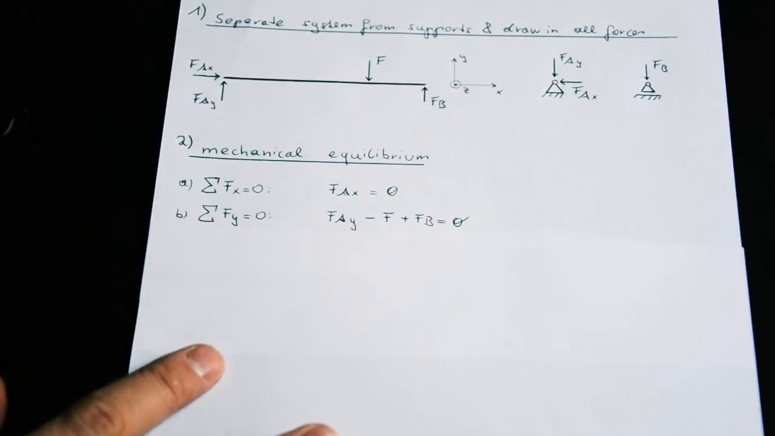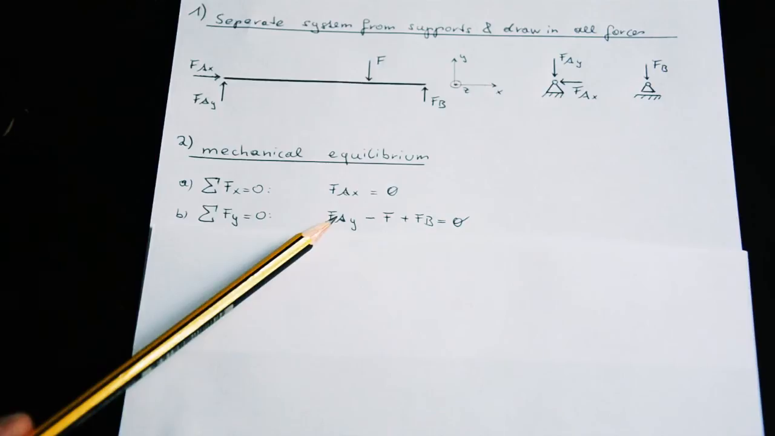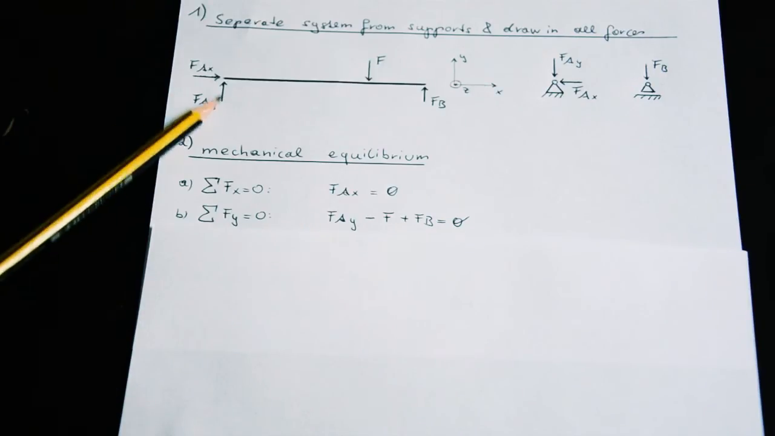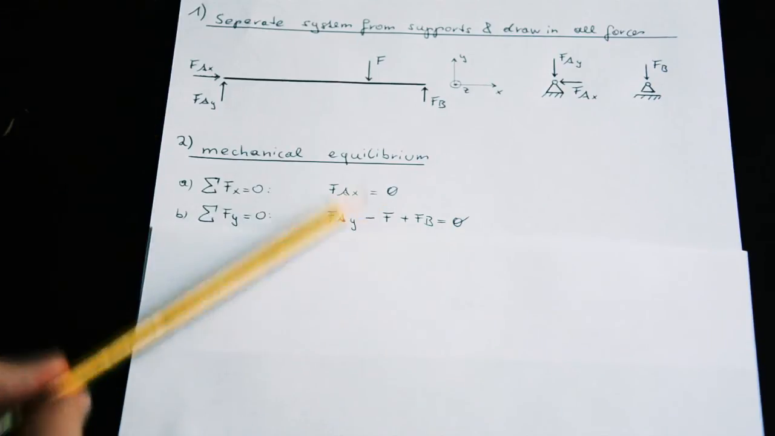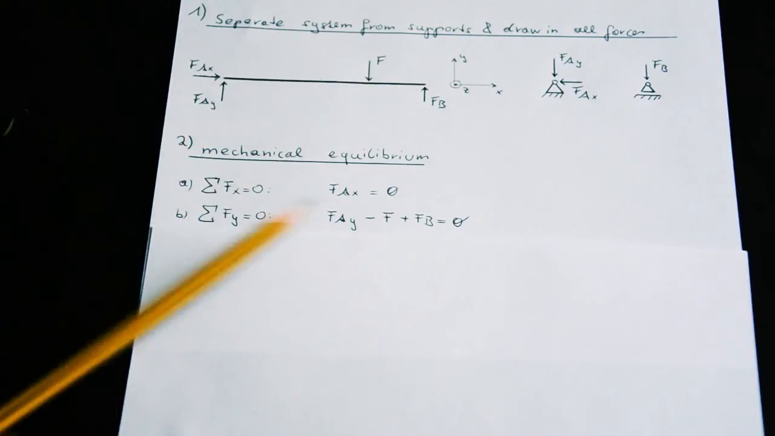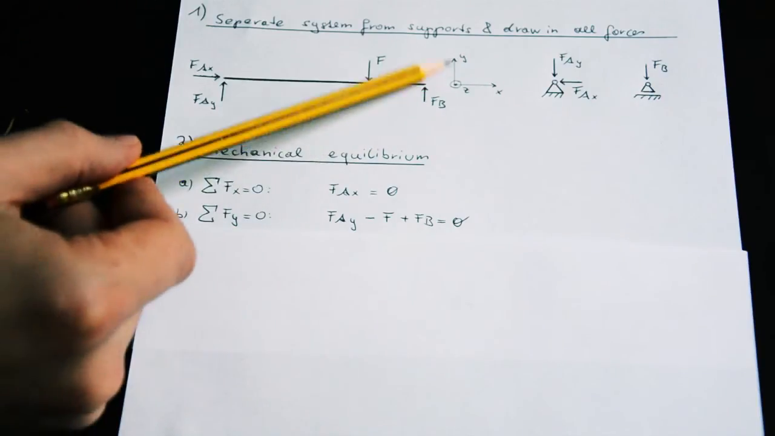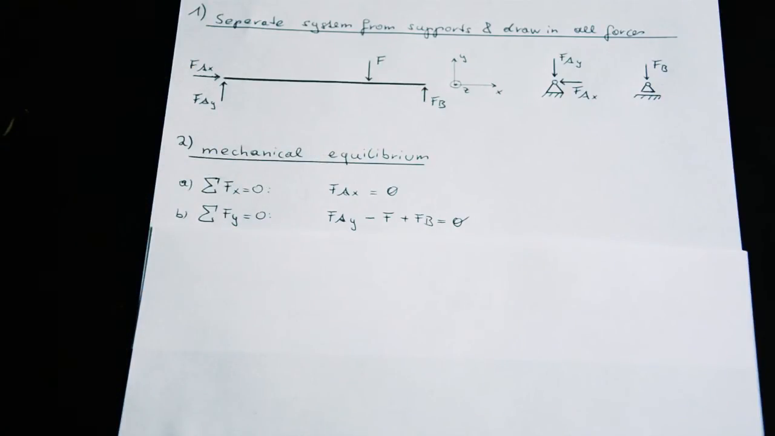The second equation is the sum of all forces in y direction has to be 0. So we have Fay positive, because Fay is pointing at positive y direction, minus F, because force F is pointing against the direction of the positive y-axis, okay? And plus Fb, because Fb again is pointing at positive y direction.